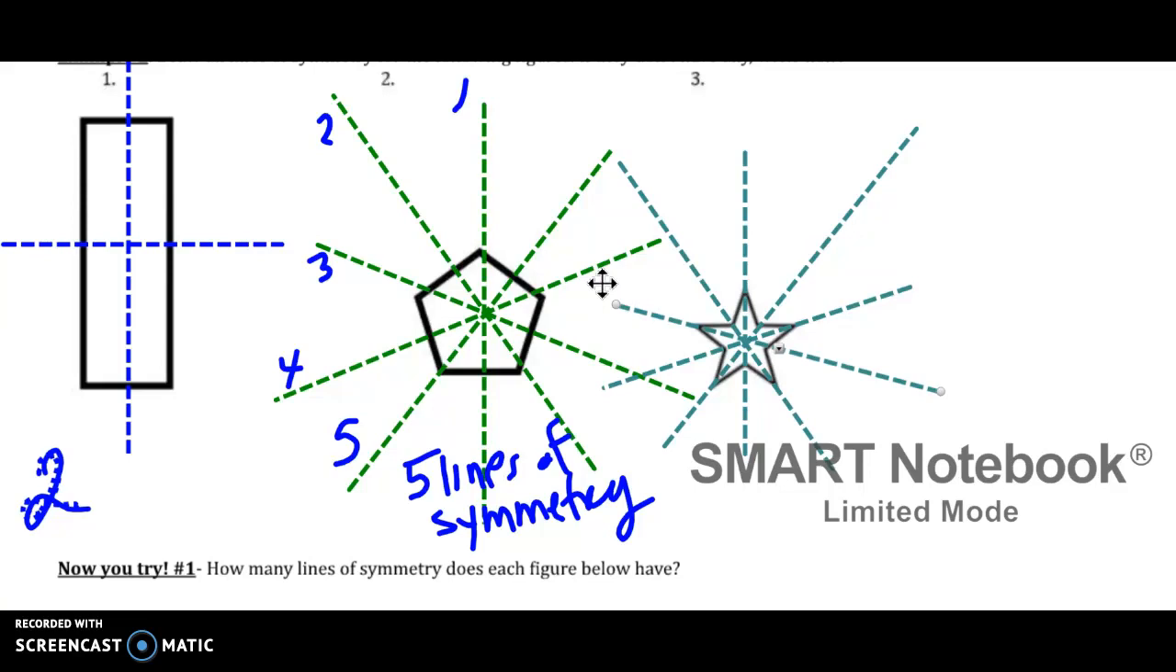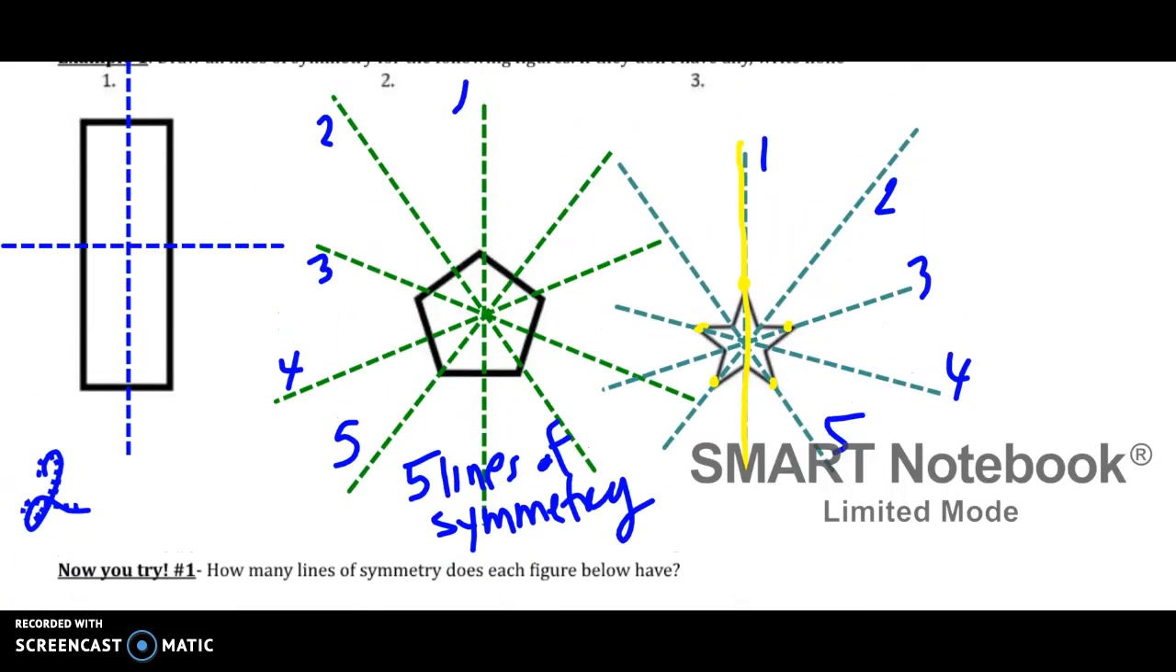Okay, so let's see how many we have. 1, 2, 3, 4, 5. Again, this line right here is the same, so I'm not going to recount the lines because they go through the figure. And notice I have more than 5 sides, but notice that I only have 5 vertices or vertexes. Again, vertices is the plural for vertex. Okay, so we have 5 lines of symmetry for number 3.